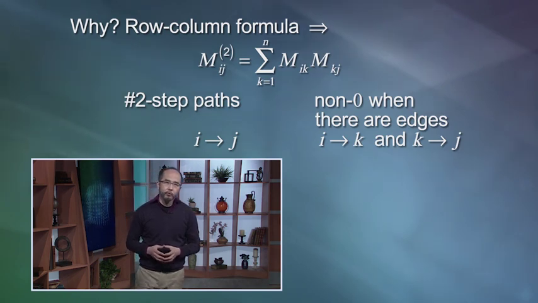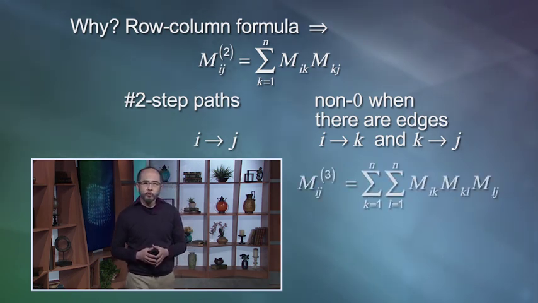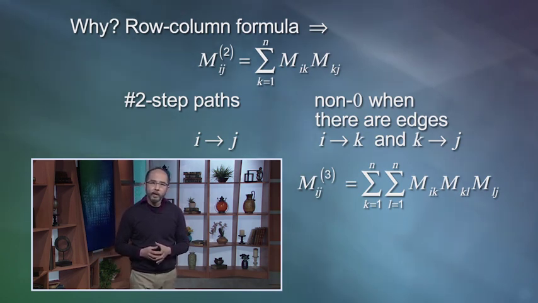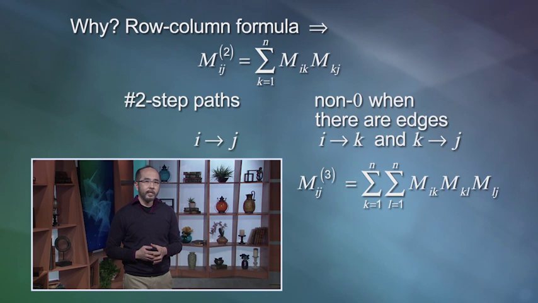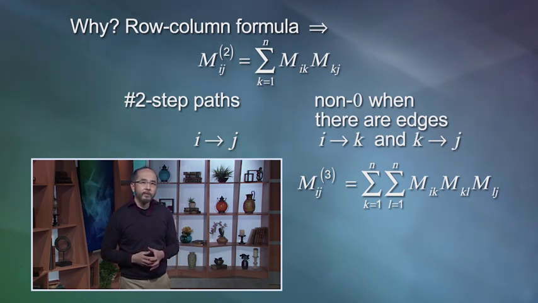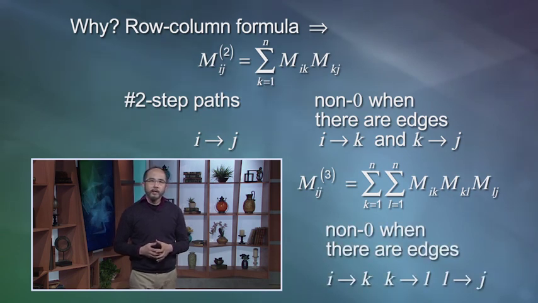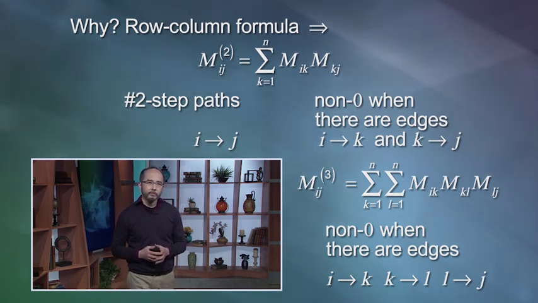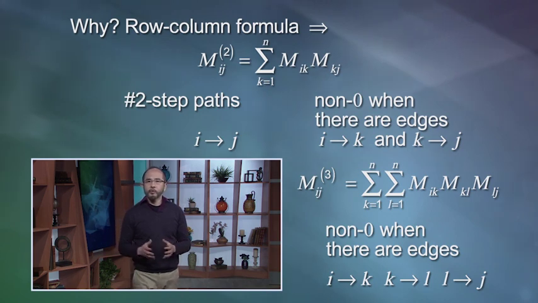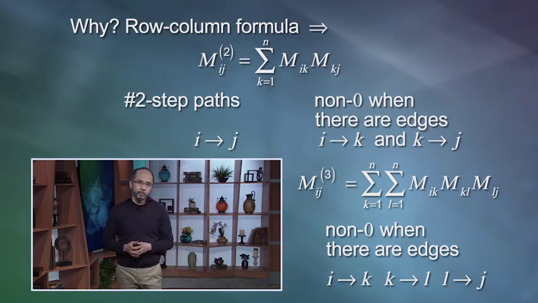In a similar fashion, if you wrote out what the ijth entry of M cubed is, you would see that it is a double sum over all pairs of possible intermediate nodes k and l of the triple product M sub ik times M sub kl times M sub lj, which is only non-zero, and equal to 1, when all three edges exist: from i to k, k to l, and l to j. So you could show by induction, if you wish, that this kind of thing persists in general.